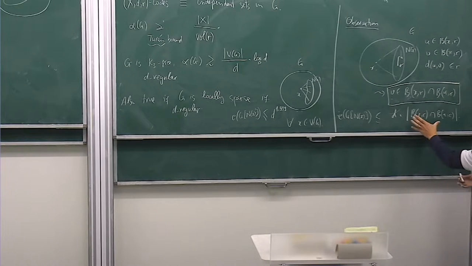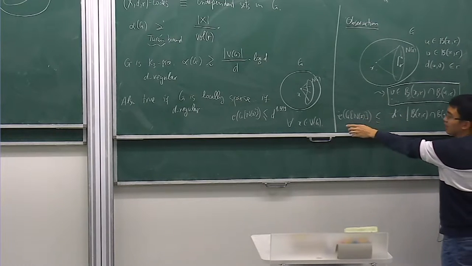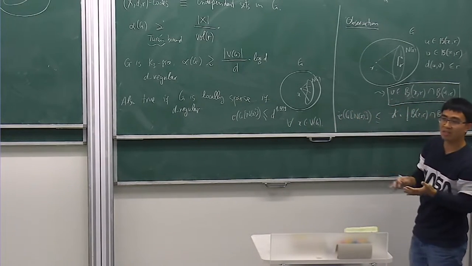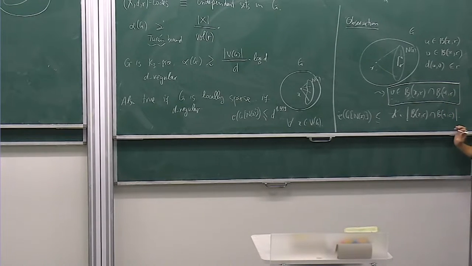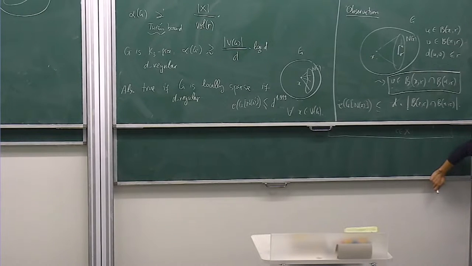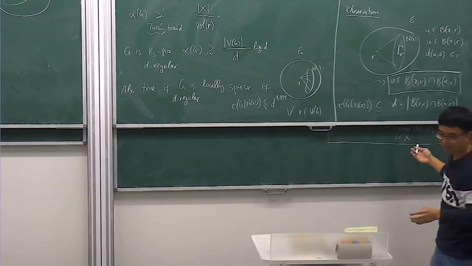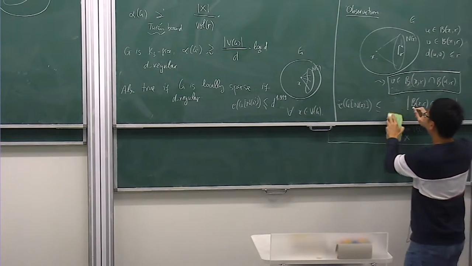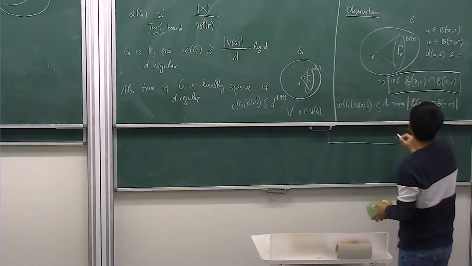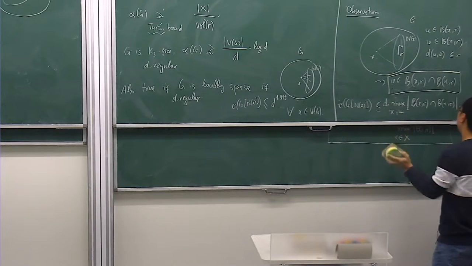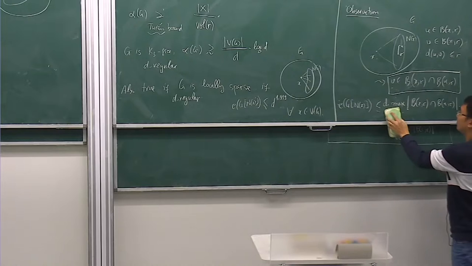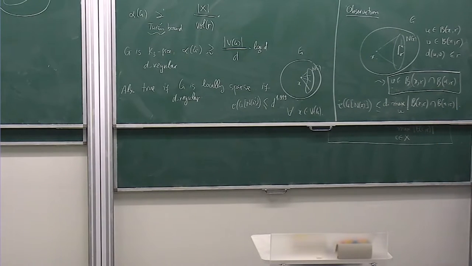So if we somehow can prove that the intersection of these two balls is small, with cardinality much smaller than D, then this automatically gives an upper bound for the number of edges within the neighborhood. Maximum, yes, you are right, or you can even push it, as you wish. So if we have a good upper bound, if we can bound this maximum by a quantity which is much smaller than D, then we are happy.